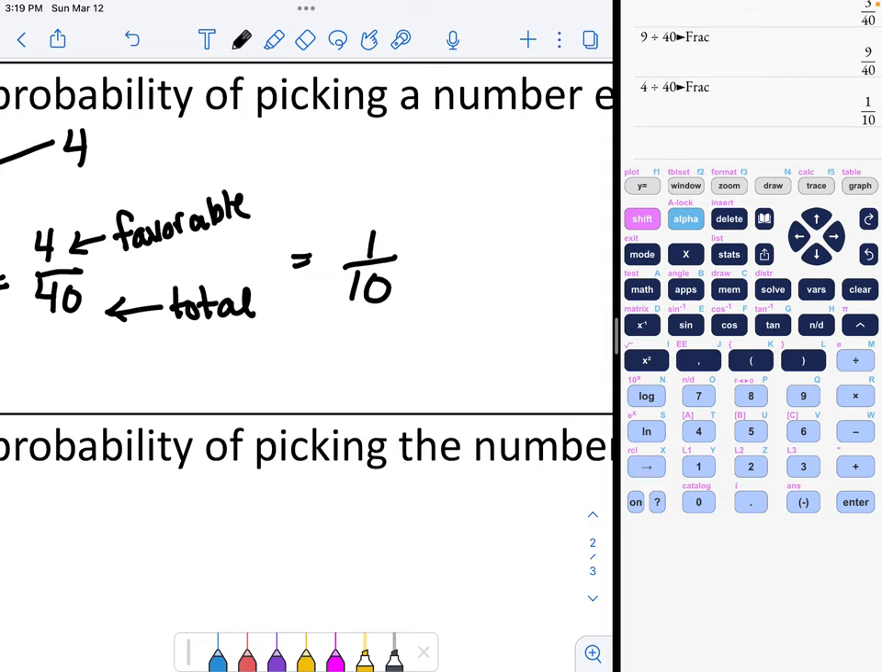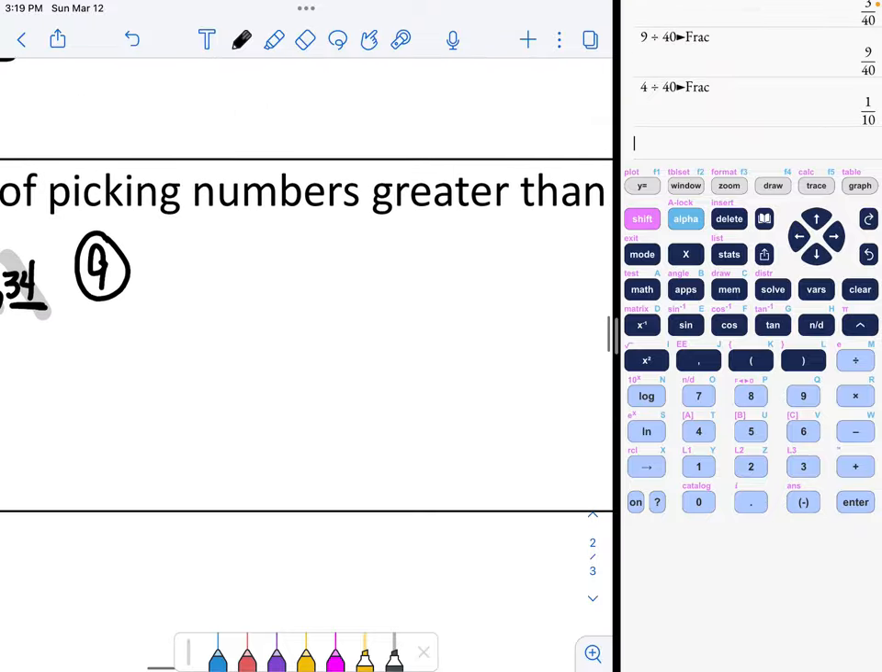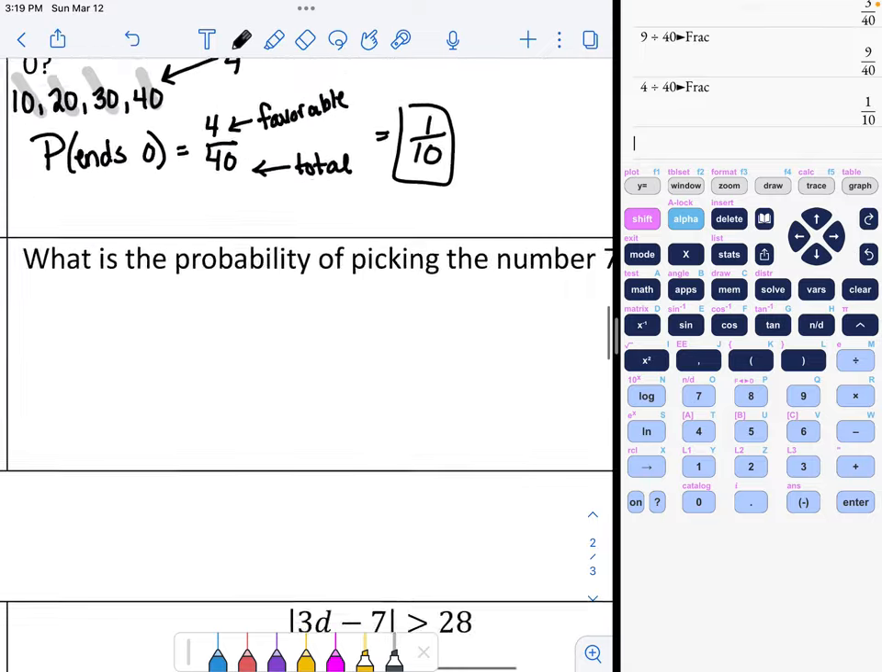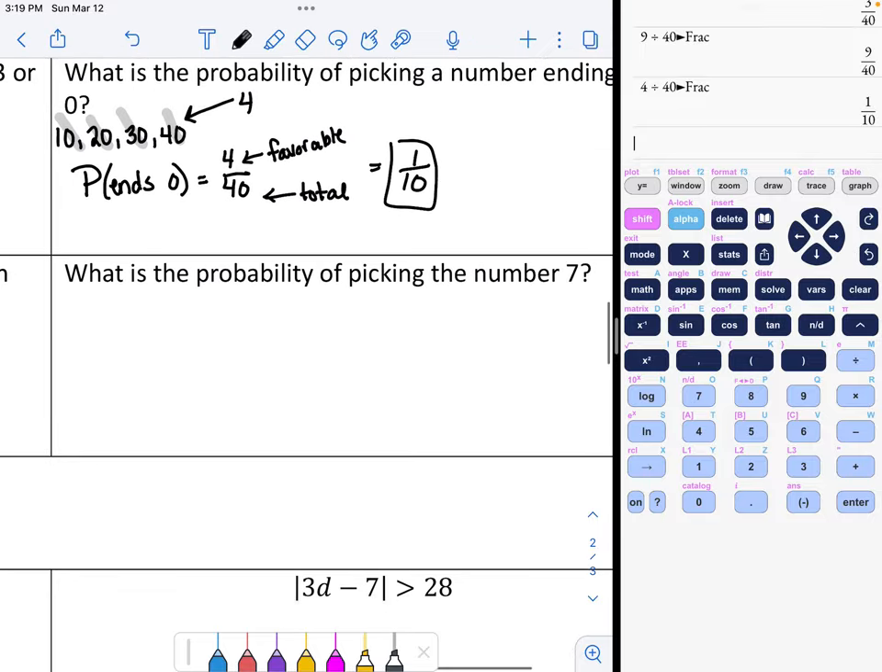There you go, that is a 1/10, and that'd be 10% if you're interested in trying the percentage thing. What is the probability of picking the number 7? Well, there is only one number 7, so the probability of picking a 7 is just 1 out of 40.